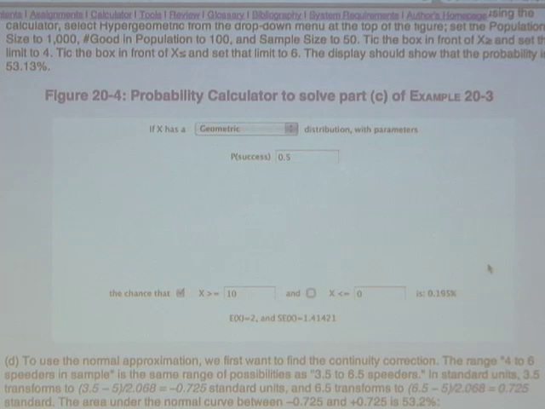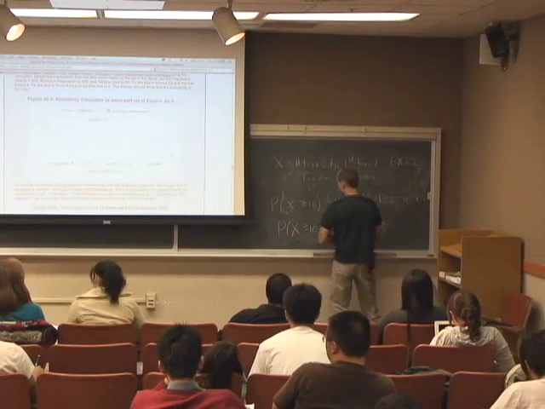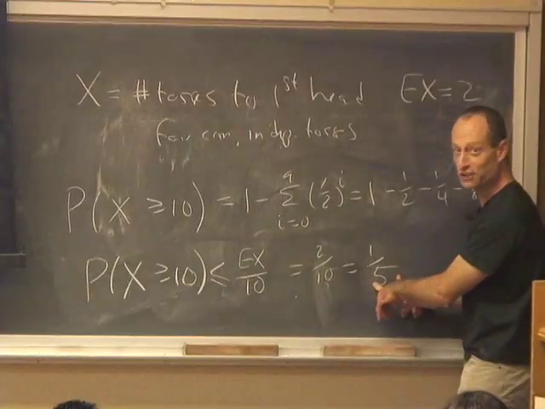Okay. Yes. Clarify what it means. So it is true that this probability is less than a fifth, but in fact, it is a lot less than a fifth. Okay?